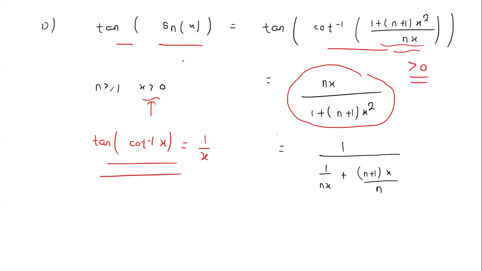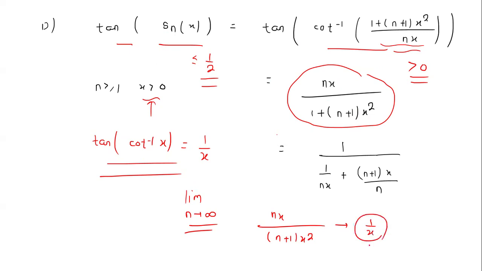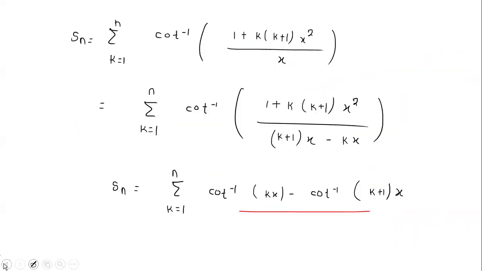And in the problem, it is given that we have to check whether this is always less than or equal to half or not. So if you put limit n tending to infinity in this case, it will become nx divided by n plus 1 x square, which will further simplify to 1 by x. And now x is greater than 0, there is no restriction. x can be as small as 0.000 something, in which case this quantity is very big. So this is not restricted to this half bound. So in this case, we can say that this option is not correct.